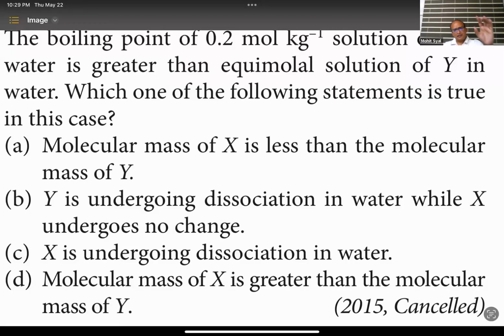Yeah. If X is undergoing more dissociation, it means i is going to be higher for X. Right? The molality is the same for both X and Y, but the effective concentration of particles will be more in X. X is undergoing more dissociation, i is going to be more, and if a greater number of particles are formed, because it is a colligative property that depends upon the number of particles, the boiling point is higher for X and lower for Y. Got it?